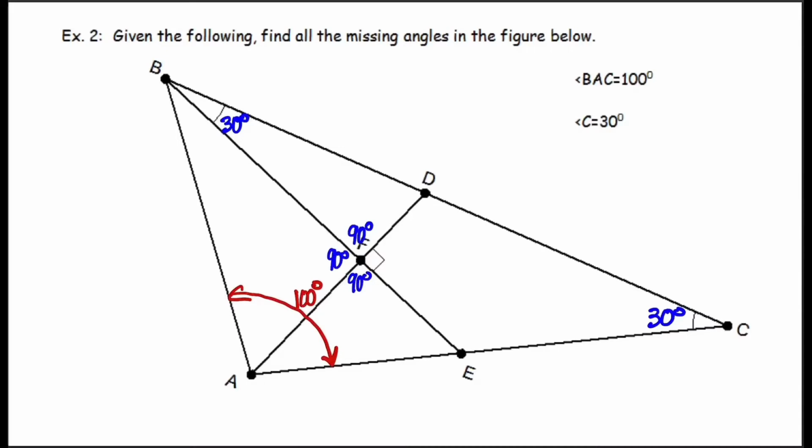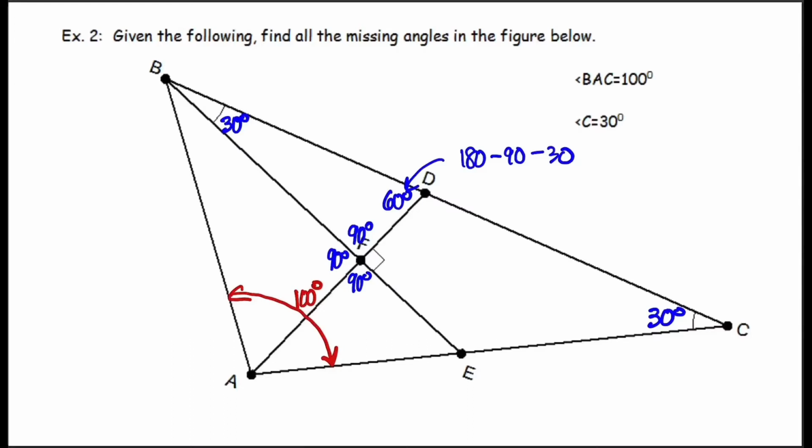Now I want to try and get triangles if possible. Here's a triangle up top. I know two of those three angles, right? 30 and 90. So to get this one, I have to subtract those from 180. So that's going to be 180 minus 90 minus 30. That's going to give me 60.